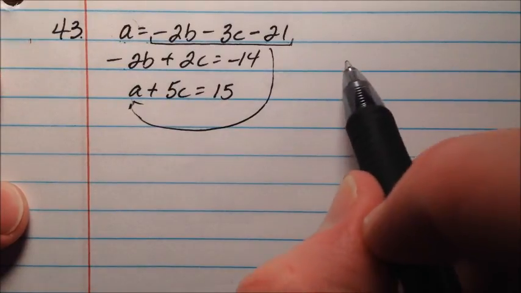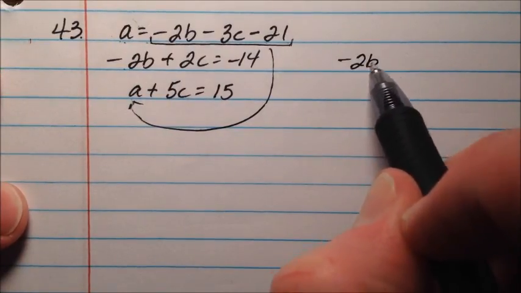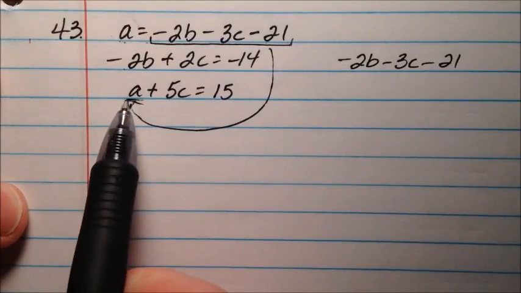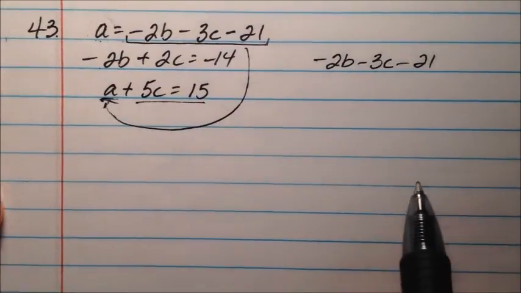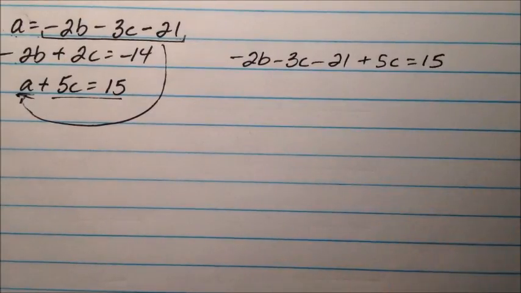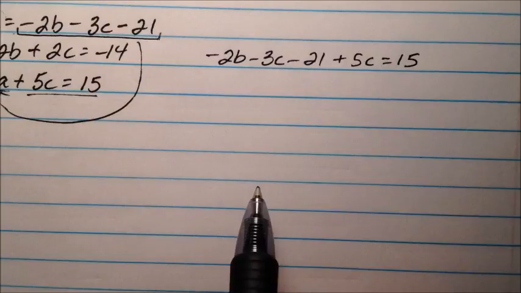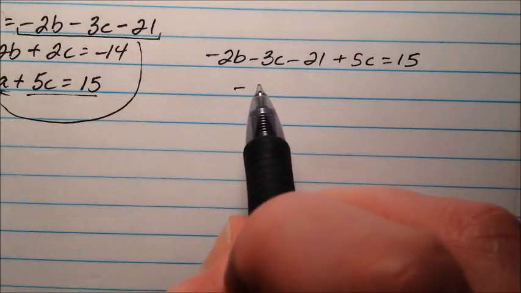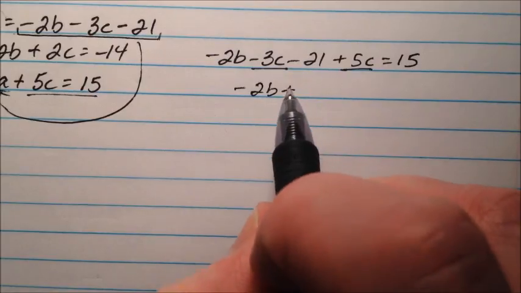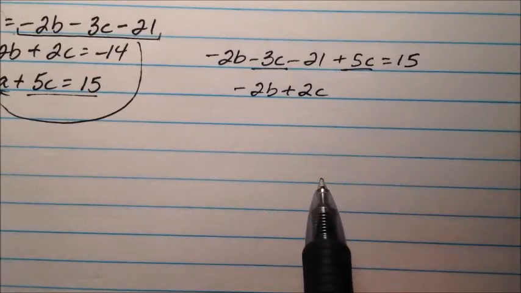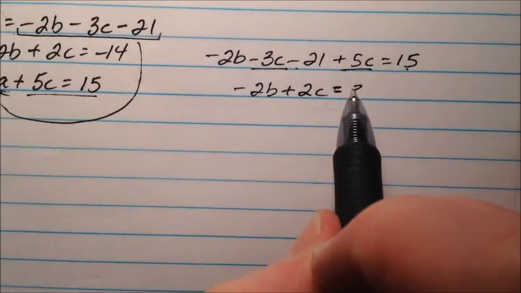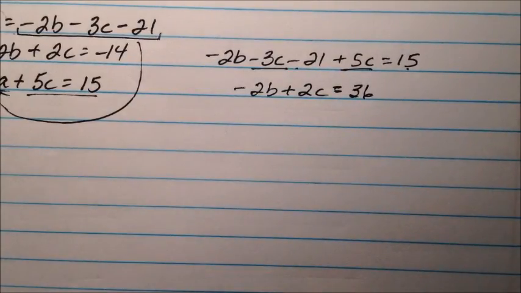So when I do that, I'll have negative 2b minus 3c minus 21, which is my a. I'll write the rest of it down: plus 5c equals 15. So let's put some like terms together. Negative 2b, and then my negative 3c and positive 5c will be positive 2c. Add 21 to both sides, and that'll leave me with 36.